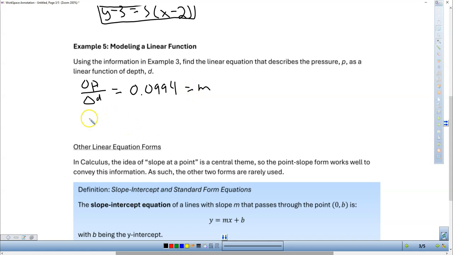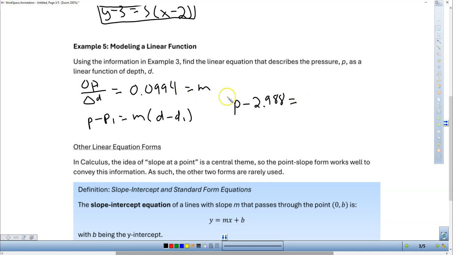So let's go ahead and rewrite this as P minus P1 equals m parentheses D minus D1. And with that in mind, let's go ahead and write the equation that we want. So we're going to go ahead and say P minus, and what was that original value that we had here for our P1? Well, if you remember, we had a pressure value of 2.988. That was our original value that we had.